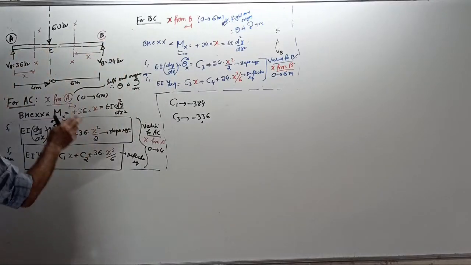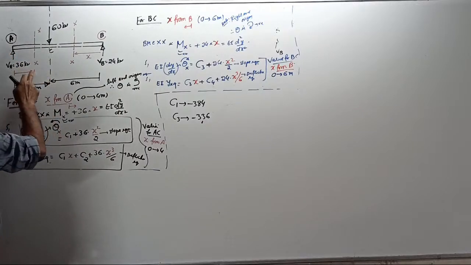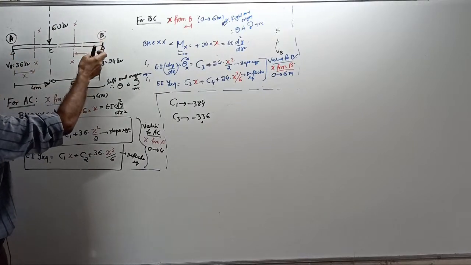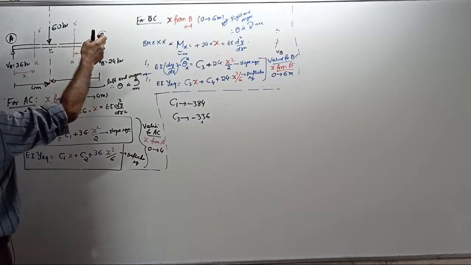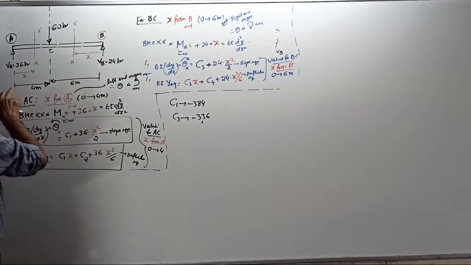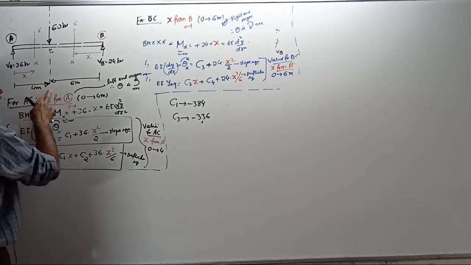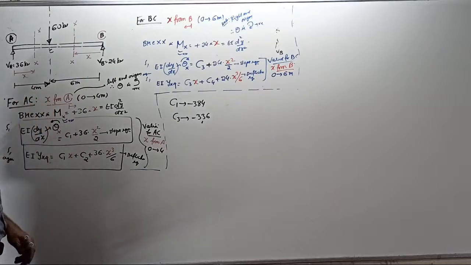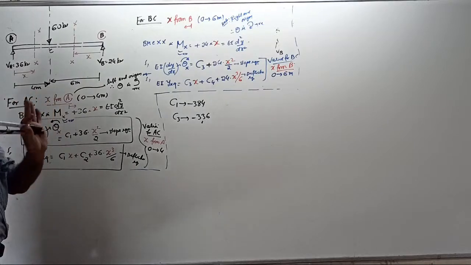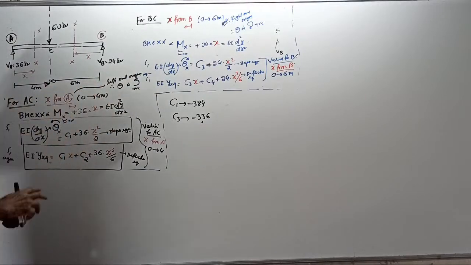So what have you done? A origin, section between A and C, X from A. B origin, section between B and C. This varies from 0 to 4, and 0 to 6. You can use this one for any value up to 4, including 4. Beyond 4 you can't use. For the other side equation, beyond 6 you cannot use.